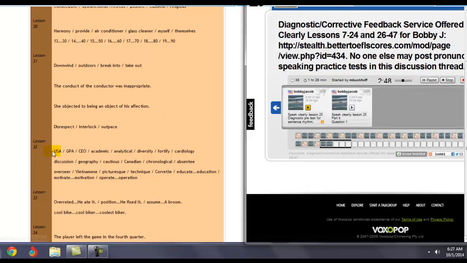Lesson number 32. USA, GPA, CEO. Now with these, you don't have to put stress just on the last, but it's USA, GPA, CEO. So you have to put equal emphasis on all the letters in these abbreviations.